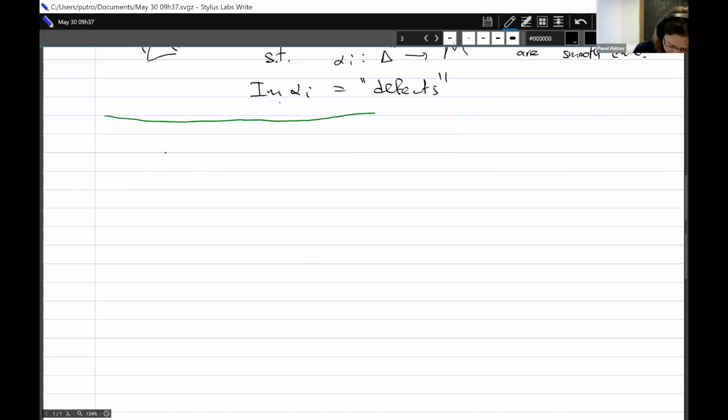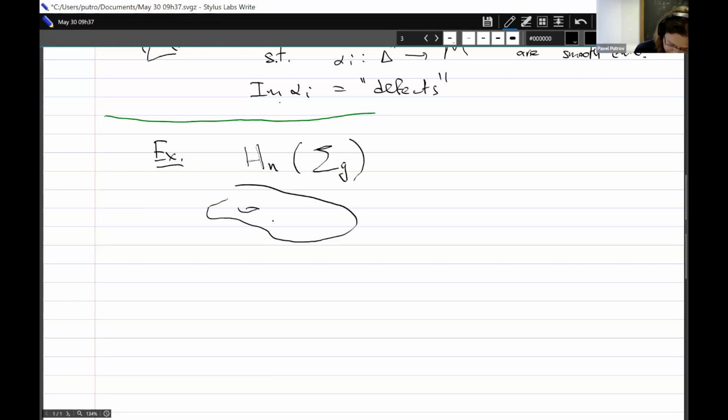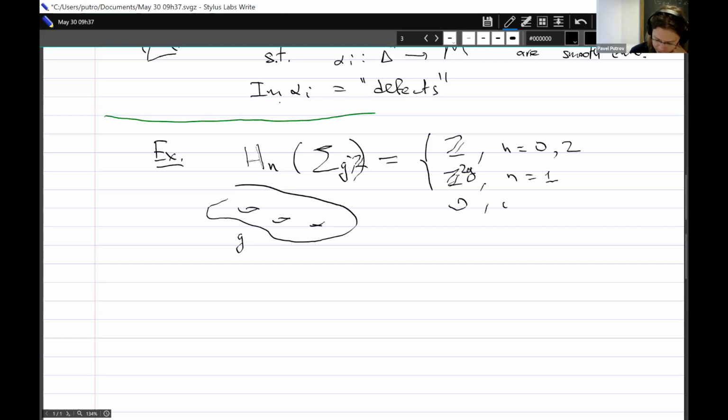So let me consider some examples. For example, we can consider homology groups of a genus g surface, a surface with g holes. The homology groups with integer coefficients are Z in degrees 0 and 2, Z^{2g} in degree 1, and 0 otherwise.